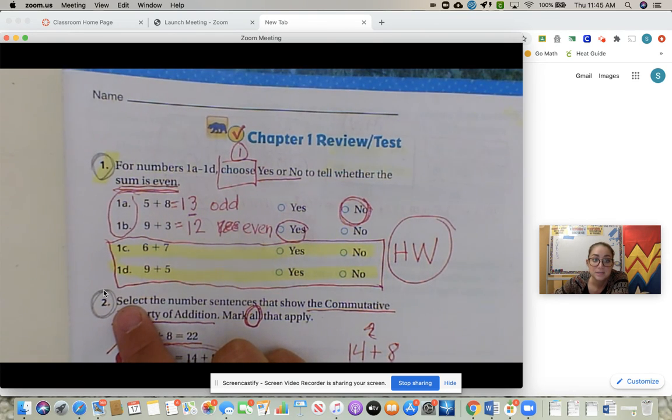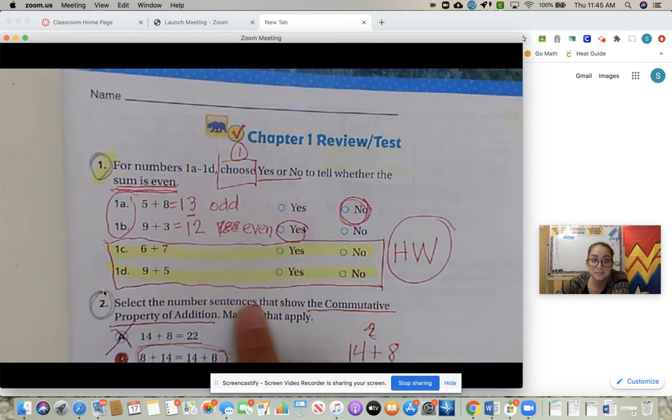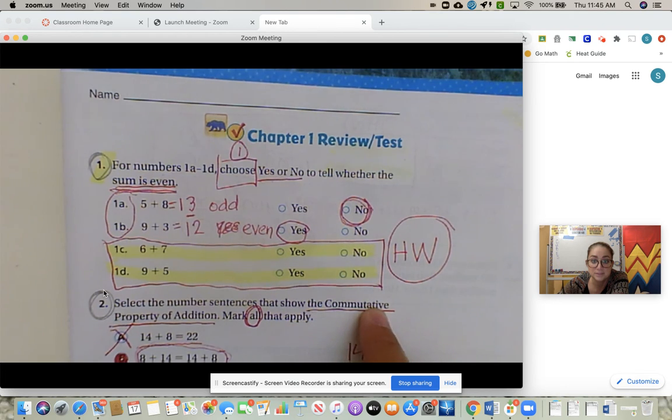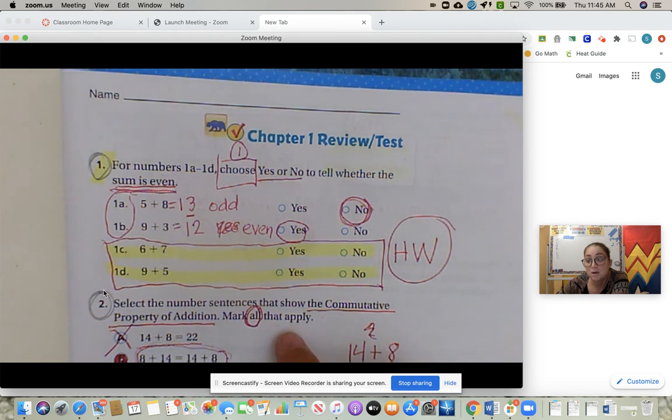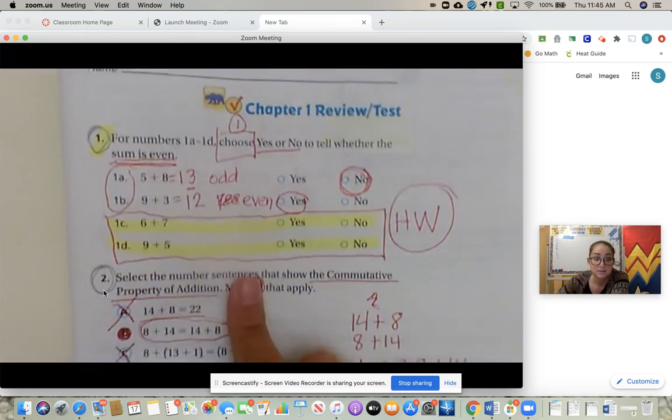Number 2, select the number sentence that shows the commutative property of addition. Mark all that apply. With our tests, a lot of the brain checks in our book, they say mark all that apply, and you have to look at every single choice. And don't just stop when you find the first one. There may be others.